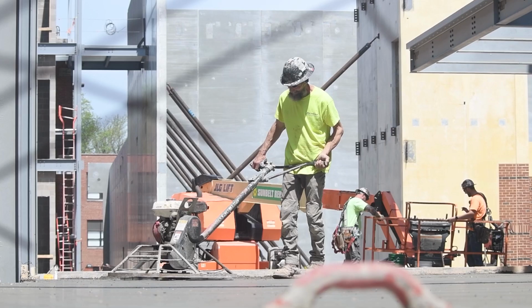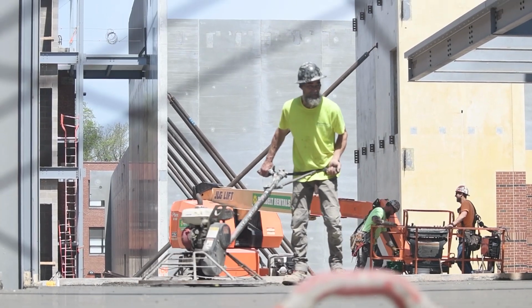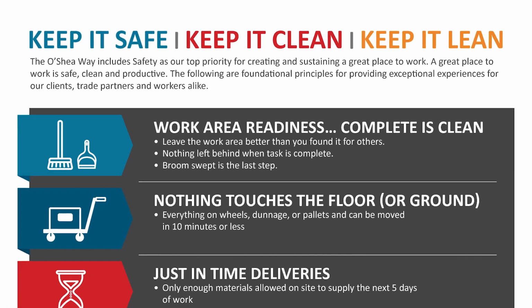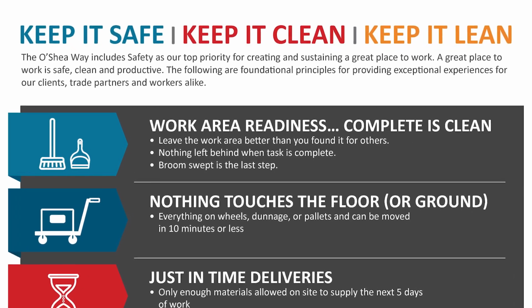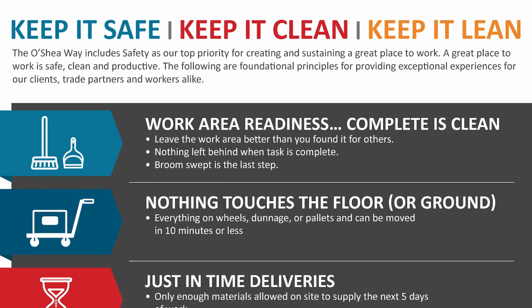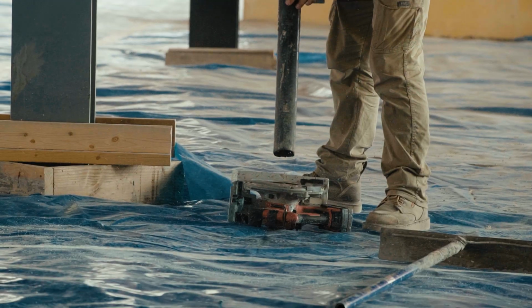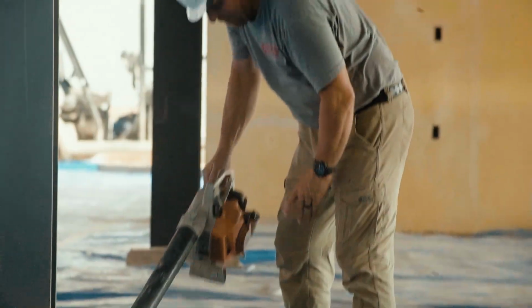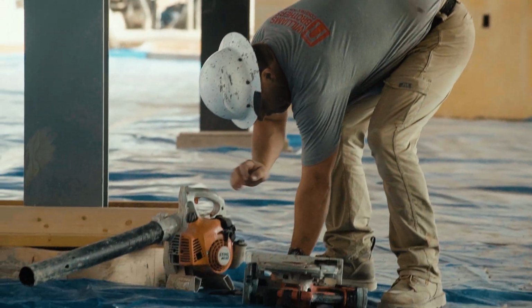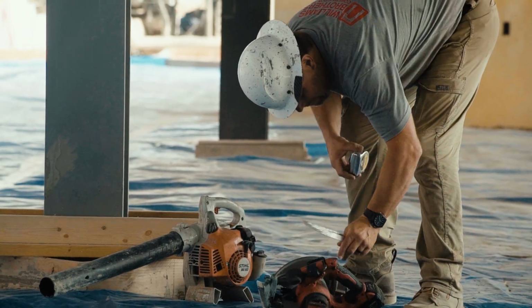One of the tools that we use, and we are very strategic at developing the logistics around it with the project team, is our keep it safe, keep it clean, keep it lean visual aid. And it talks about work area readiness. When one trade is finished with the zone that they're working in, it's clean swept, it's ready for the next trade to come in. We're respectful of the guys that are following us up.